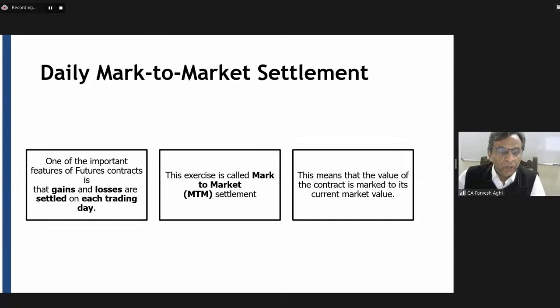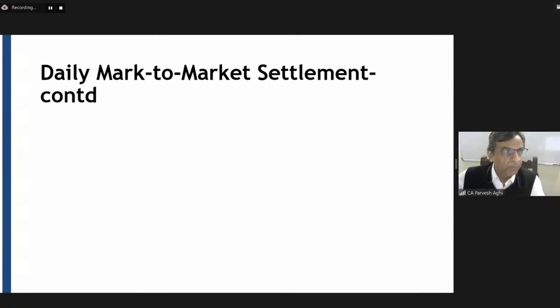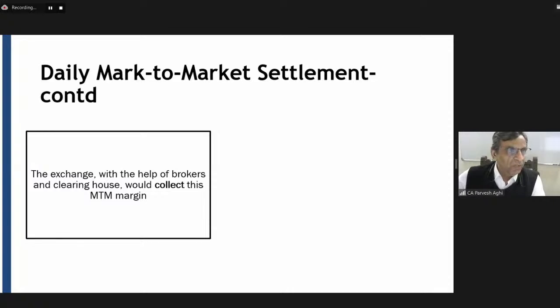This means the value of the contract is marked to its current market value. If you're making a profit, you will get it. If you're making a loss, you have to make the payment. So the exchange, with the help of brokers and clearing houses, collects the margin.